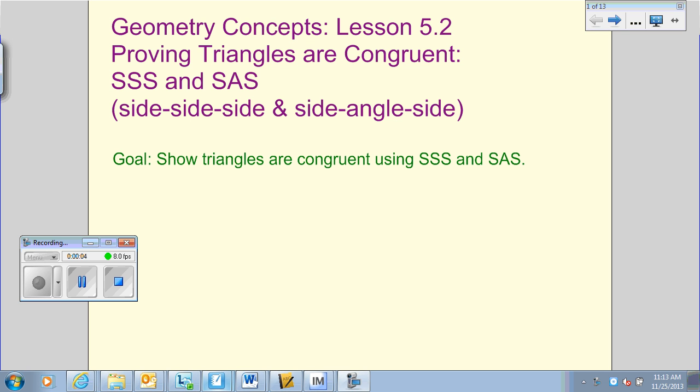We're going to be proving that triangles are congruent by using SSS and SAS. SSS stands for side, side, side. And so what we're going to prove is that if two triangles have the exact same side measurements, all three sides match up, then they're congruent triangles. They're the exact same shape and size. And if we can have a side, an angle, and a side that are the same on two triangles, then those two triangles are also going to be congruent. So that's our goal, just to show that those are congruent.